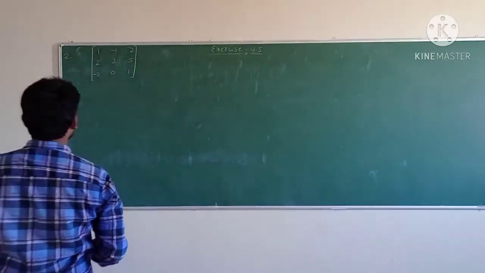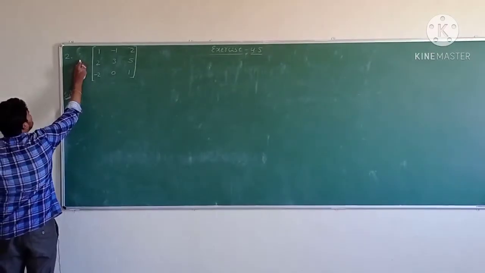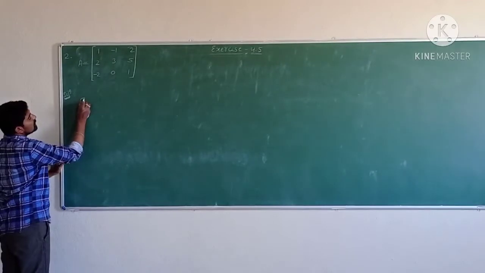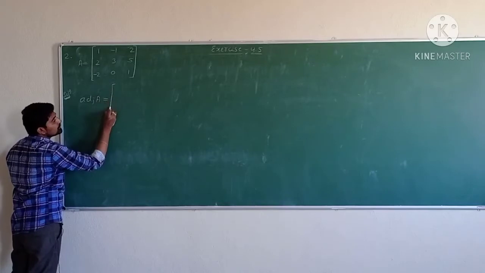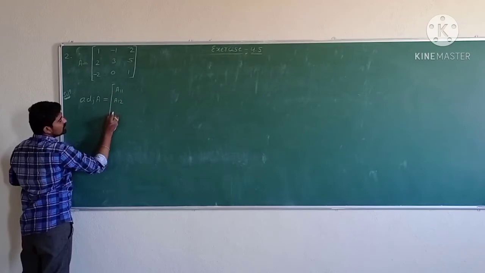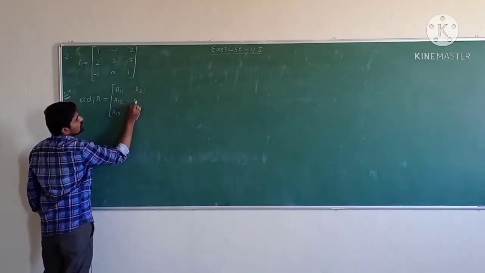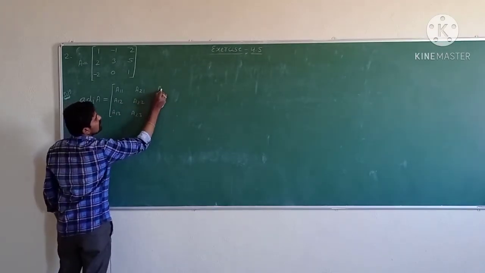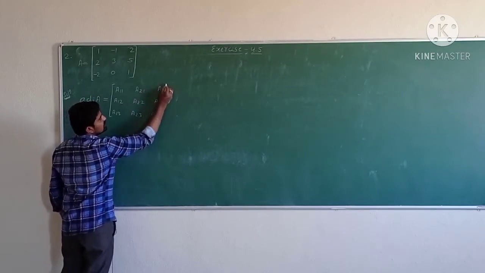So now the second question. Here also we need to find the adjoint of this matrix. So for that, let this matrix be defined by A. We know that adjoint of the matrix A is equal to A11, A12, A13, A21, A22, A23, and next A31, A32, and A33.